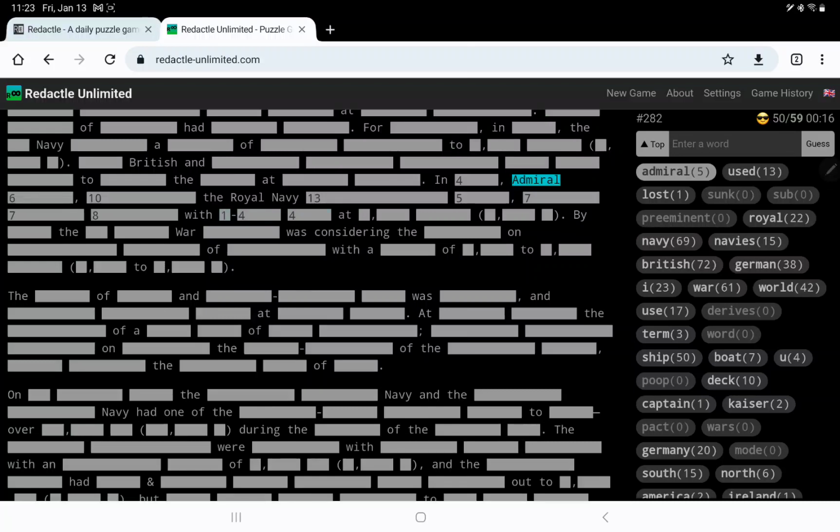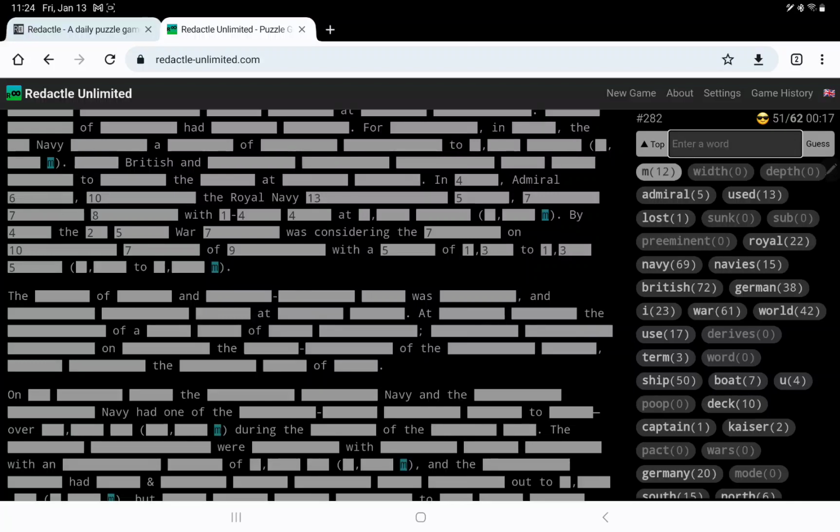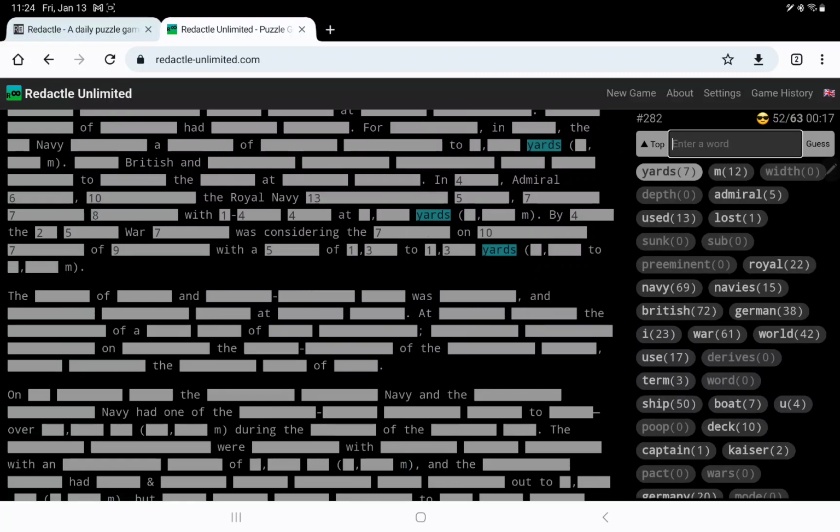So it's not U-boats. What was maybe before the U-boats? Was there some other kind of boat? The 2.5 War... Then what are these large numbers, not have a depth, width hardly, and then we have a single letter. Oh, it is meters. So yards. That's funny, they give the imperial system first and then the metric in parentheses. It's usually the other way around, isn't it?